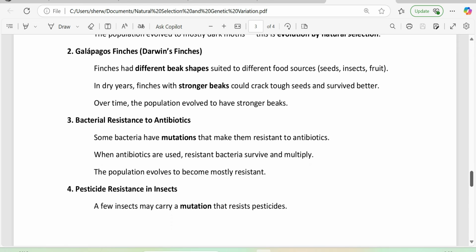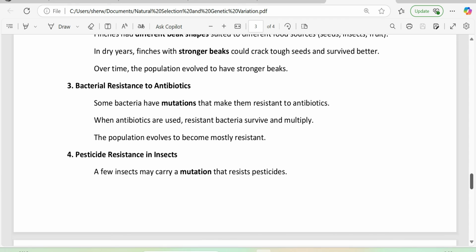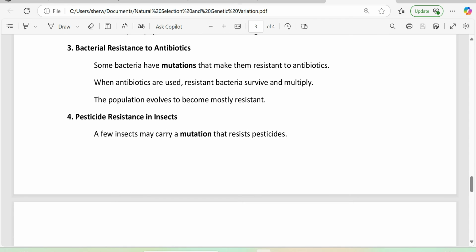2. Galapagos finches, Darwin's finches. Finches had different beak shapes suited to different food sources: seeds, insects, fruit. In dry years, finches with stronger beaks could crack tough seeds and survived better. Over time, the population evolved to have stronger beaks. 3. Bacterial resistance to antibiotics. Some bacteria have mutations that make them resistant to antibiotics. When antibiotics are used, resistant bacteria survive and multiply. The population evolves to become mostly resistant.